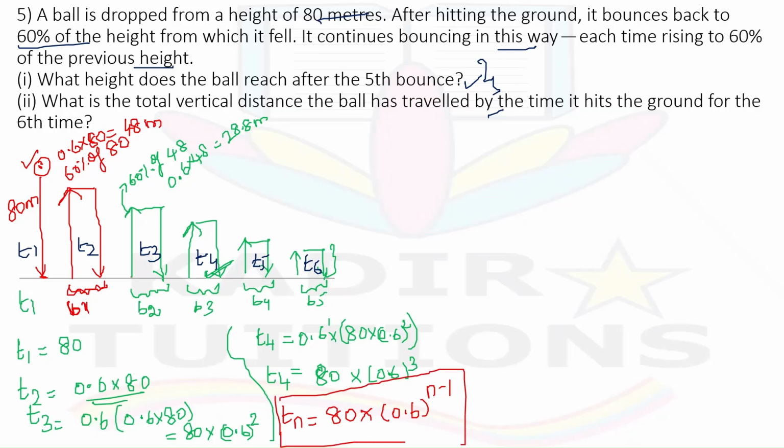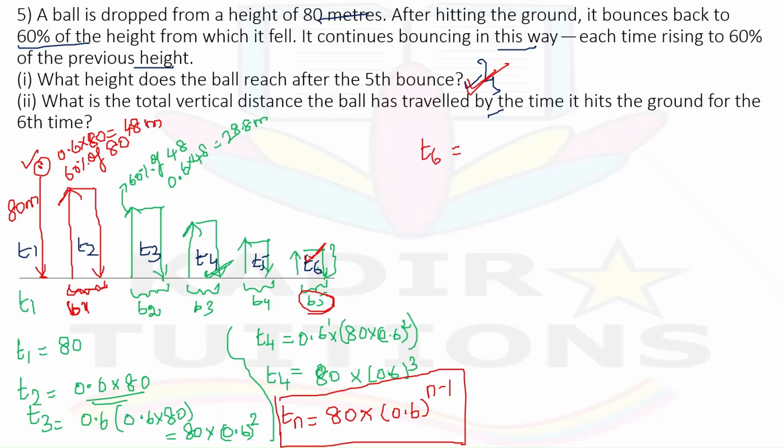So now it will be very easy. If they ask how many times it is bouncing, I can easily express it. Now we will come to the first question. What height does the ball reach after the fifth bounce? So this is bounce 5. Bounce 5 means what is the term? It is T6. So now we need to find what T6 is.